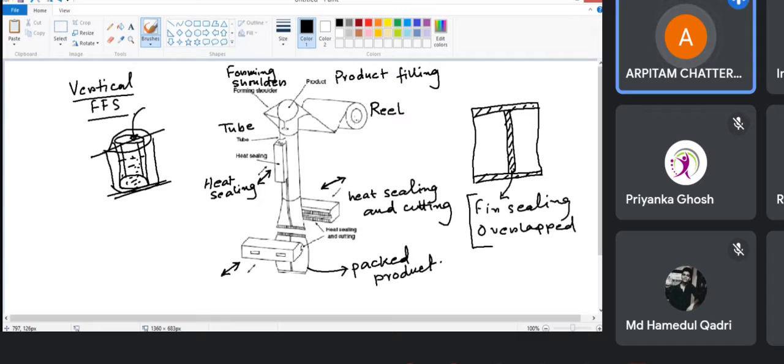So here also you have the reel over here, and this reel is coming. It is getting wrapped around this particular product filling arrangement, and that gives a cylindrical, tube kind of formation. And once it is done, the side portions get sealed by this heat sealing arrangement. Okay, so these two joints, where this material is joining together, this is getting sealed.